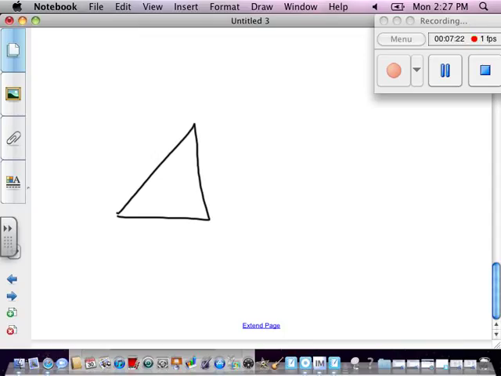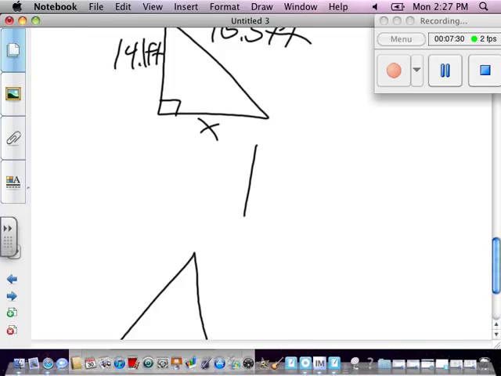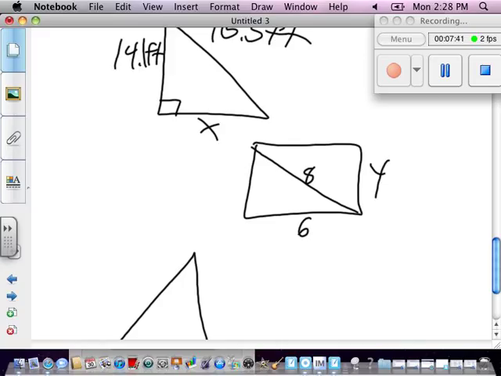Number 7. Okay, I'm backing up. You've got a rectangle. We know this is 8, and this is 6. We want to find this right here. What do these two have to be equal to? They have to be the same. 5.